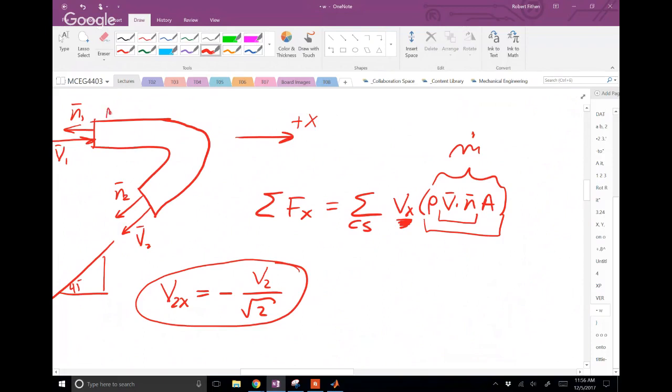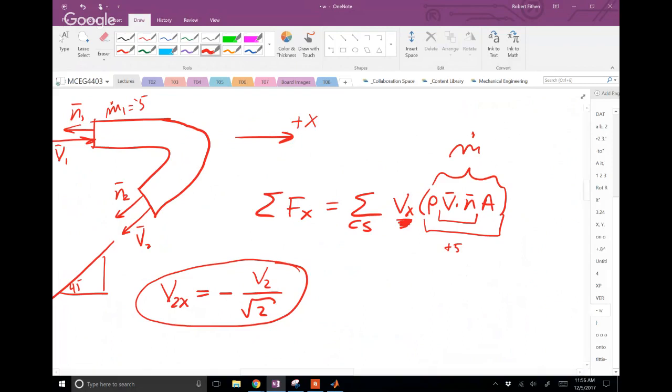If someone were to tell you m dot 1 is equal to 5, then you'd say, wait a minute, m dot 2 has to equal 5. So this one becomes plus 5, and this one's minus 5. We count out as positive: out is positive, in is negative.